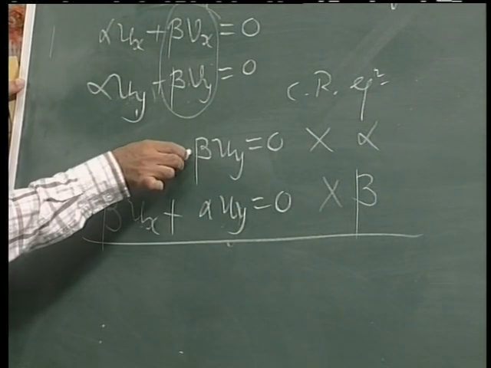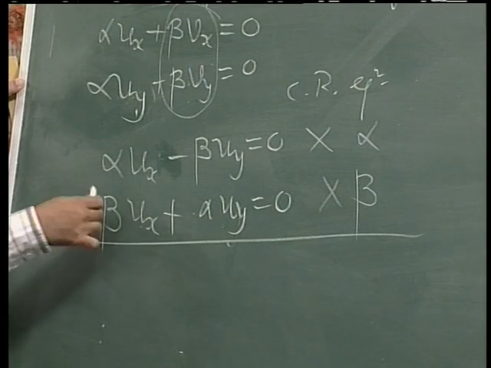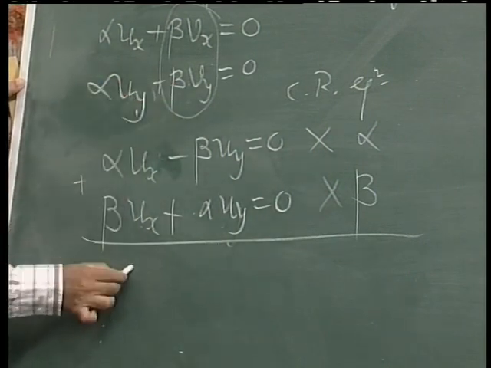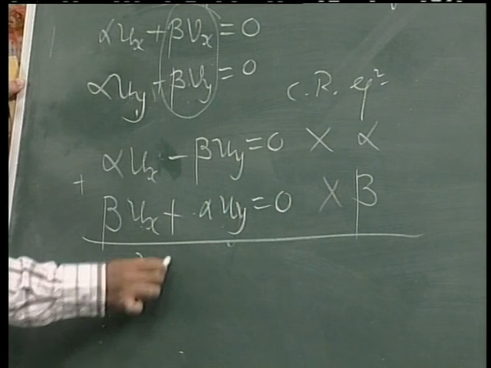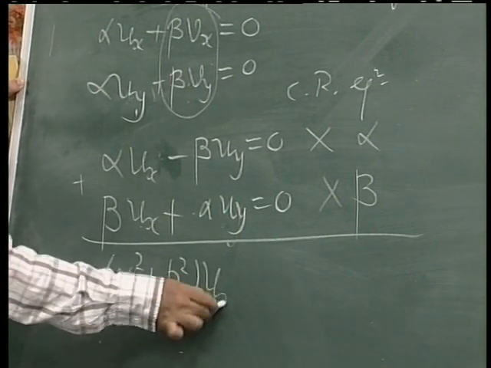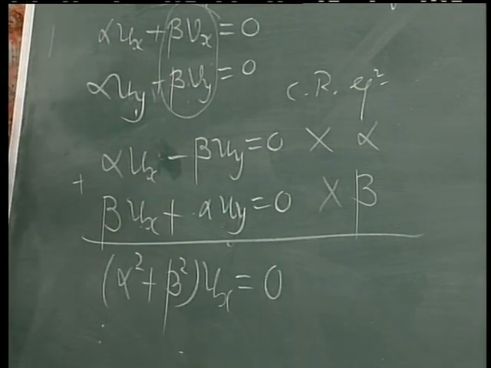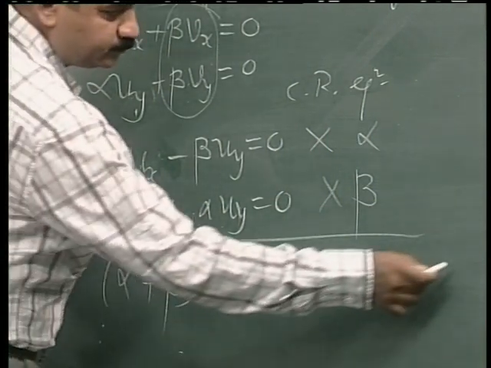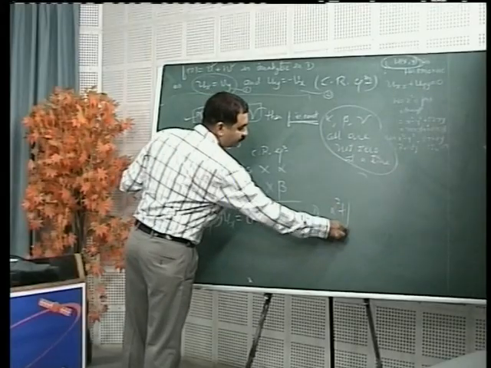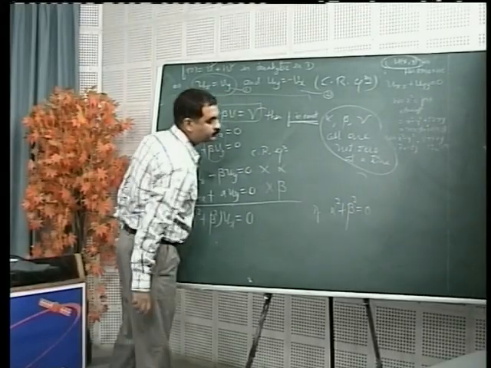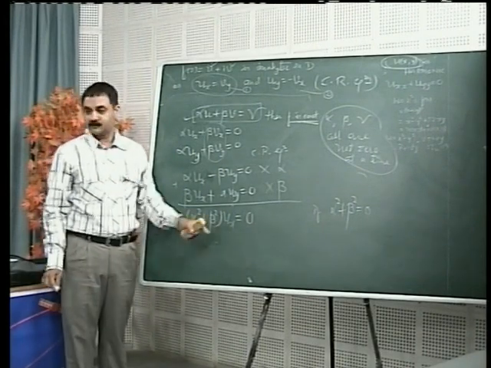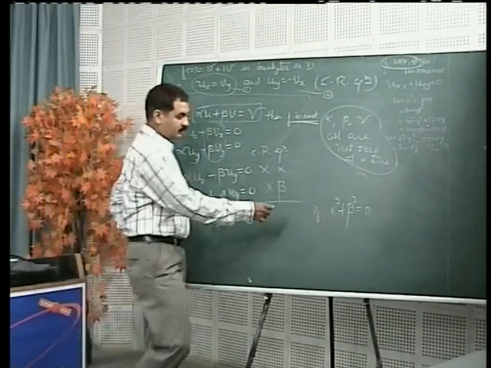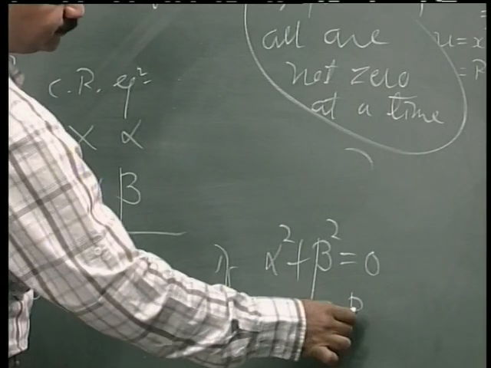Minus alpha beta uy and plus alpha beta uy addition, they'll get cancelled, and we get here alpha square ux plus beta square ux is 0. Now here the question is, which quantity is 0? Let us assume that alpha square plus beta square is 0. If alpha square plus beta square is 0, then sum of the squares is 0, then each number is 0.